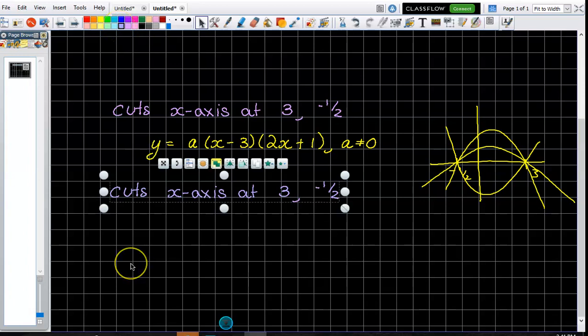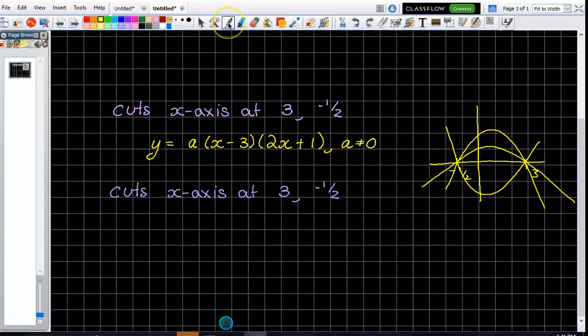Okay, what if I now said it cuts the x-axis at 3, minus a half, and another point? What would you then do? Right, so then it's a cubic. What if it was a quartic? So we've got y equals x take 3, 2x plus 1, but what's that going to give me?